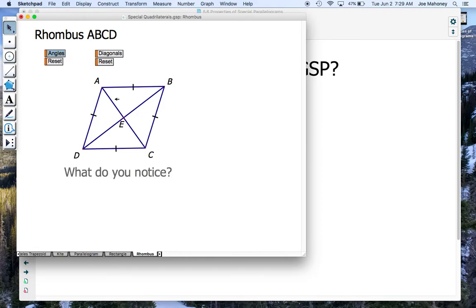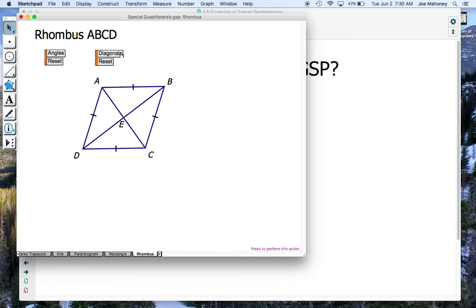So what do these diagonals then do to the angles of the rhombus? They kind of cut them in half, so they bisect the angles. The diagonals of a rhombus bisect the angles. That's a big one. That's a good one. The diagonals bisect the angles of the rhombus. So diagonal AC cuts angle A and angle C in half, makes 2 equal congruent angles.